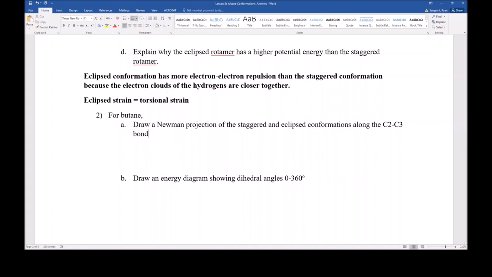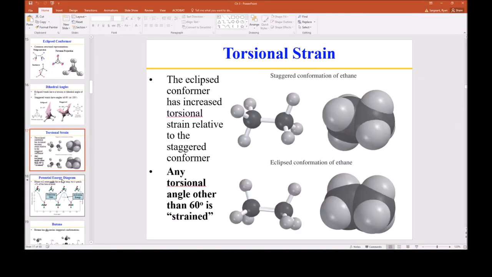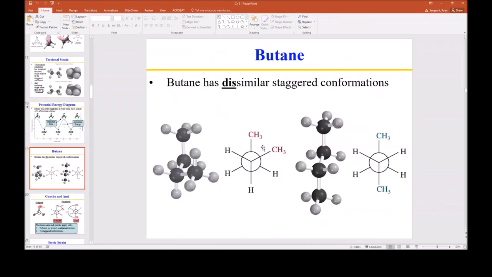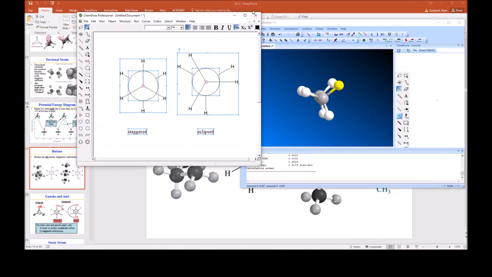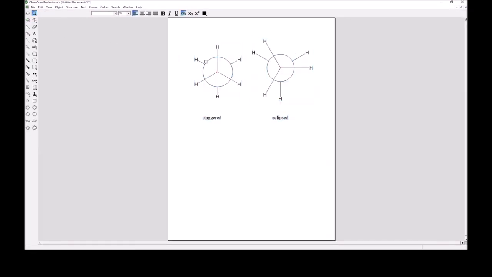Moving on to butane. Butane has multiple bonds. So let's go back to ChemDraw 2D. Let's see if you get dizzy as I hop from screen to screen. In ChemDraw 2D, butane right here has four carbons. And so if you ask for a Newman projection, then you actually have to specify which Newman projection we are talking about. A Newman projection will specify which carbon I want to look at in front and which carbon I want to look at in back. So if I'm looking down on butane, it matters which two bonds I'm staring at.